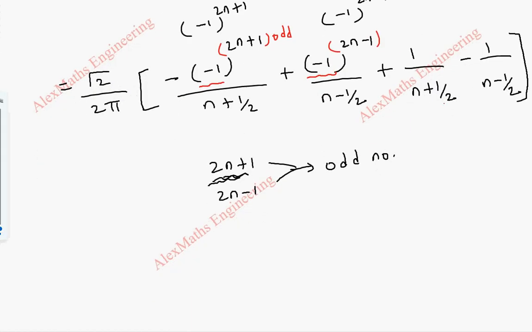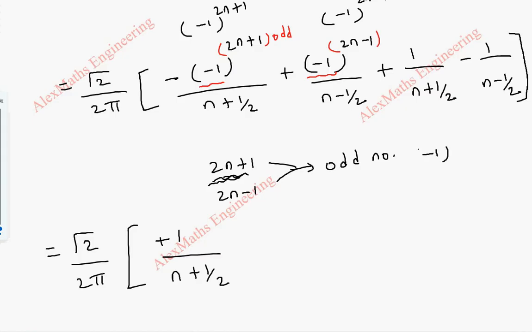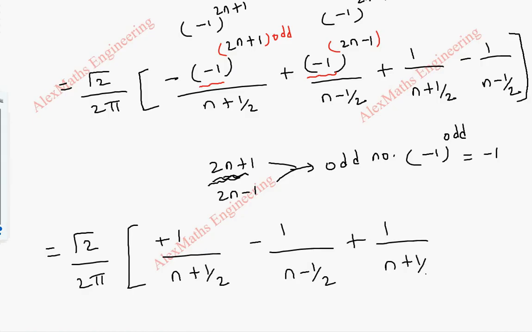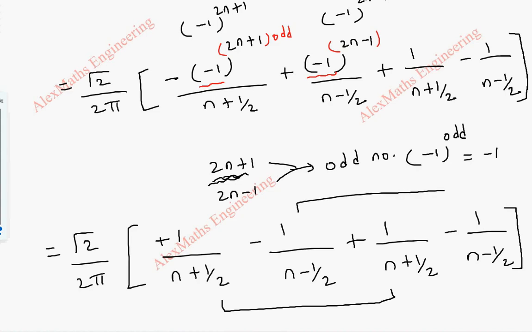So once again, applying it clearly, we get root 2 by 2 pi, and there is a minus sign, and this will be minus 1, so we can make it a plus 1 by n plus half, and this will be minus 1 because minus 1 power odd number is minus 1. So this will be minus 1 by n minus half, again plus 1 by n plus half minus 1 by n minus half. So we find these two terms are same and these two terms are same. We are going to add.